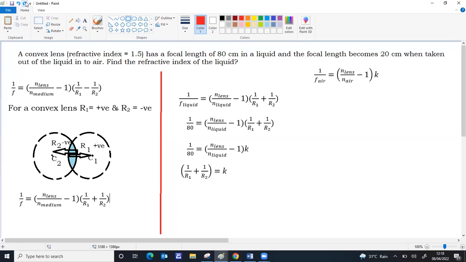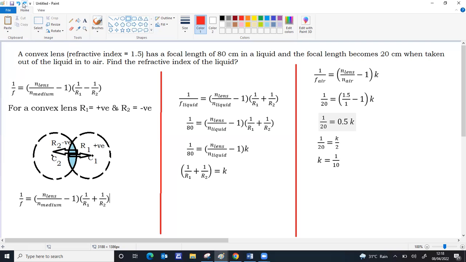Now try the second case. When the lens is placed in air, n lens by n air minus 1, into 1 by R1 plus 1 by R2, which is K. Now the focal length in air is given 20 centimeters. Lens is 1.5, air is 1, minus 1, into K. You can find the value: 1.5 minus 1 is 0.5, so 1 by 20 equals 0.5 K, that is 1 by 2 K. So 2 and 20 cancel, and you'll get the value of K as 1 by 10. Now that K value you can substitute here.